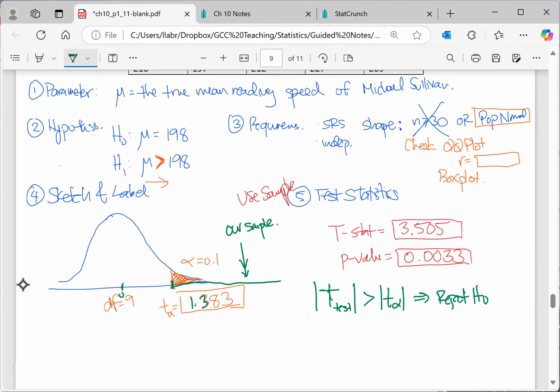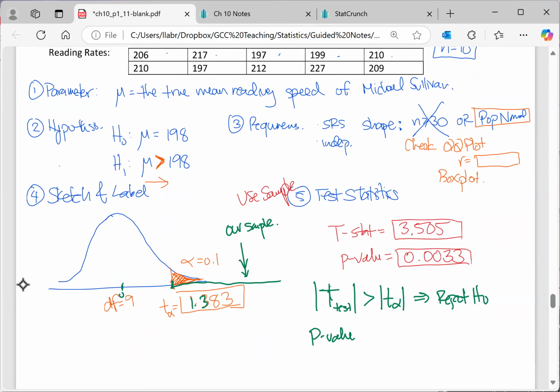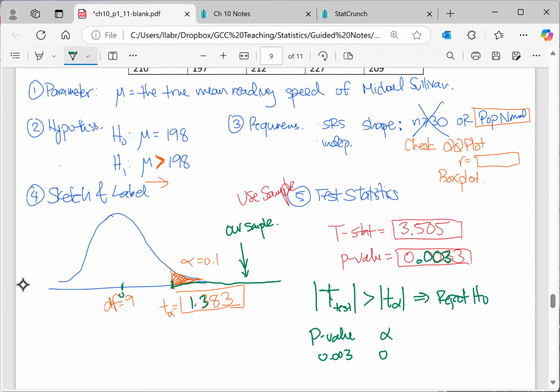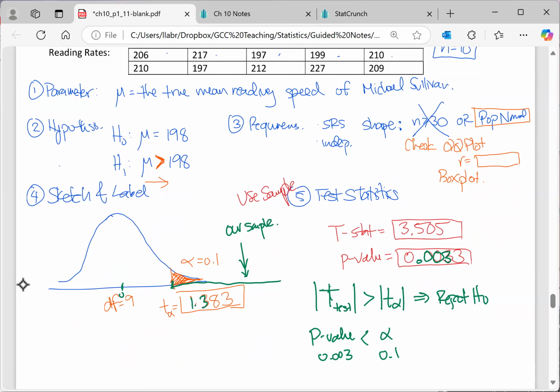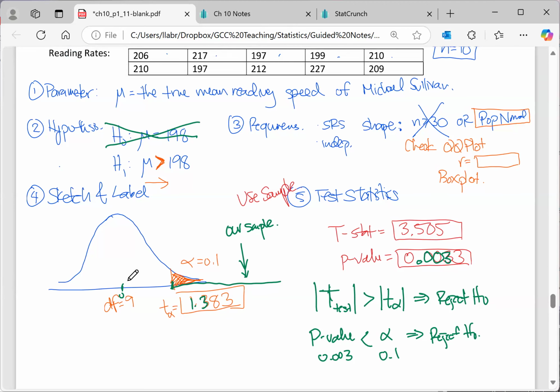All right, now let's do a p-value approach. So how does the p-value compare to alpha? P-value is 0.003. Obviously, very, very small, much smaller than 0.1. So p-value is less. So again, we reject the null hypothesis. So we're going to scrap this hypothesis, and we're going to say we have sufficient evidence to claim at the 0.1 level of significance that the mean reading speed has in fact increased. You could also just say that the class was effective. And there you have it. That is pretty much it.